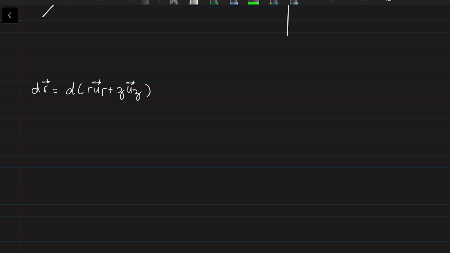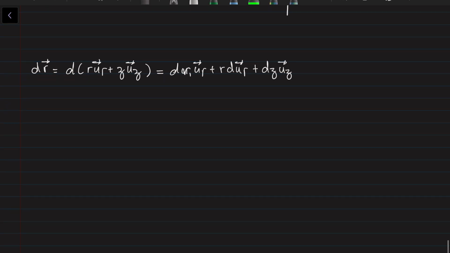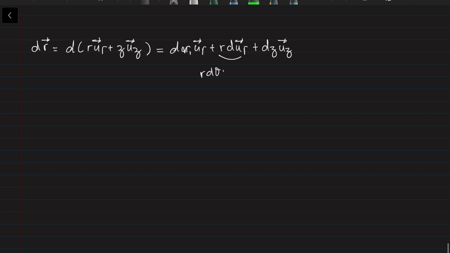So I'm going to do exactly what I've been doing since the beginning. I'm going to distribute the differential to the terms in the sum and then apply the product rule. So that gives me dr u_r plus r du_r plus dz u_z. And then we're going to have a z du_z, but remember u_z is just constant, so its differential vanishes. And this r du_r, we've already calculated before, it's just r d theta u_theta. It's the same u_r as the one we had in polar coordinates.